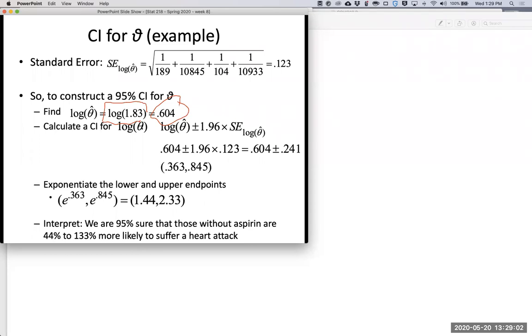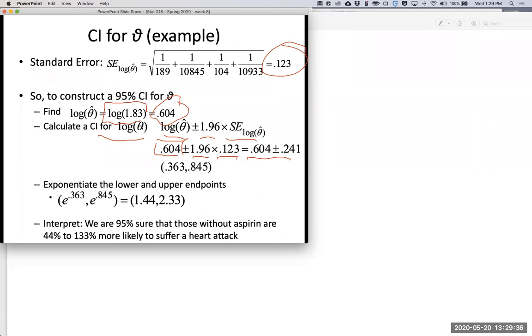Okay. So my confidence interval for the log of theta is my log of theta hat, 0.604, that's my estimate, plus or minus 1.96 times that standard error, 0.123. 0.604 plus or minus 0.241. And this is the first time when I would say you should not just leave it as the plus or minus. You need to go with the 2 endpoints.